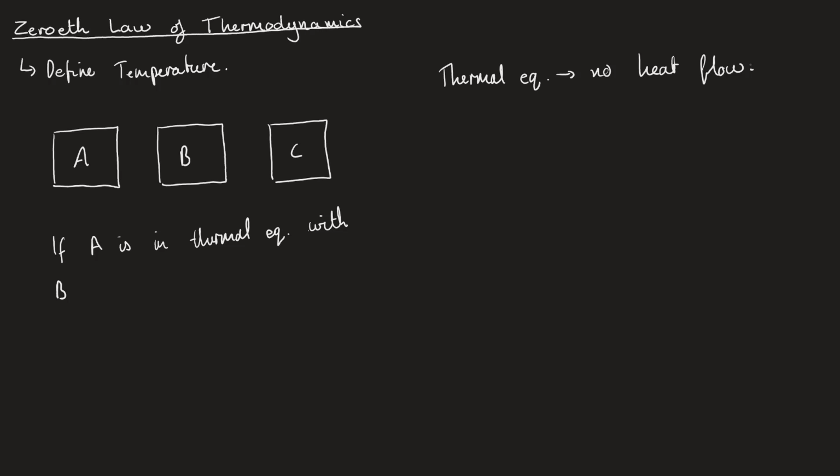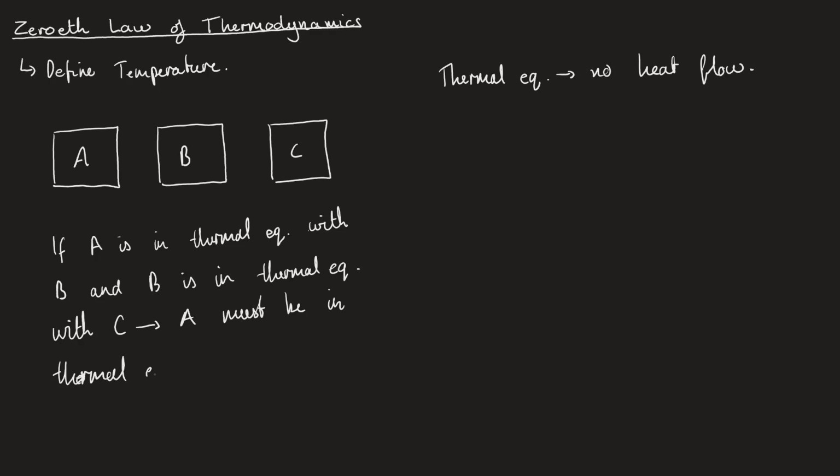But if A is in thermal equilibrium with B, and B is in thermal equilibrium with C, then this means that A must be in thermal equilibrium with C, even though they aren't touching. So if I made a bridge here that I can allow heat to cross, there would be no heat transfer between A and B. If I did the same for B and C, there's no heat transfer here, which means actually if I were to get rid of this system, B in the middle, and did this, there would be no heat transfer between the two.